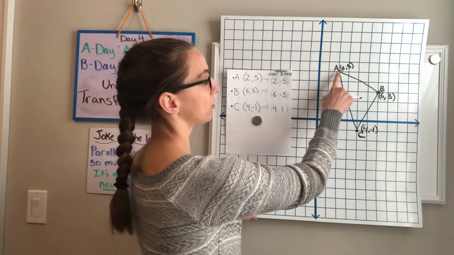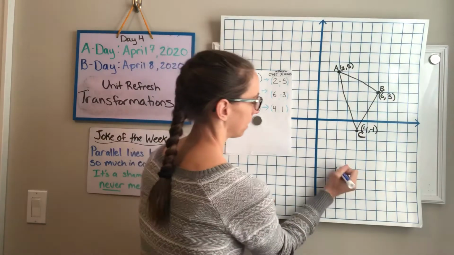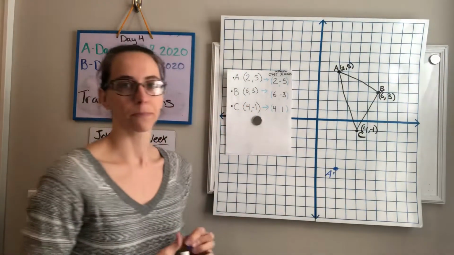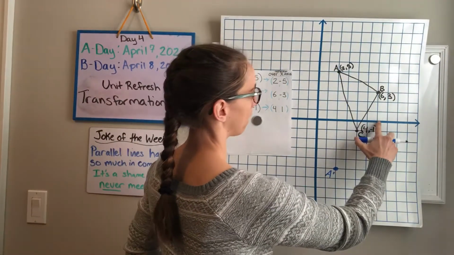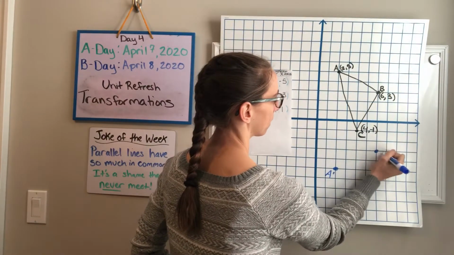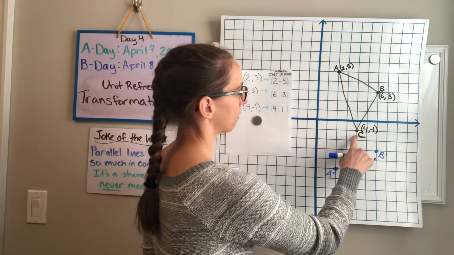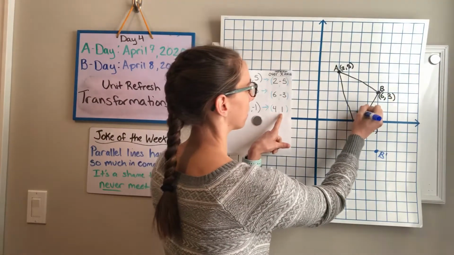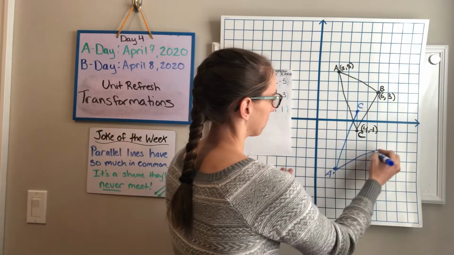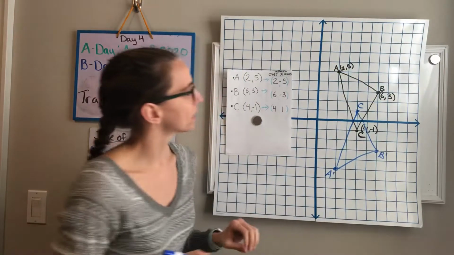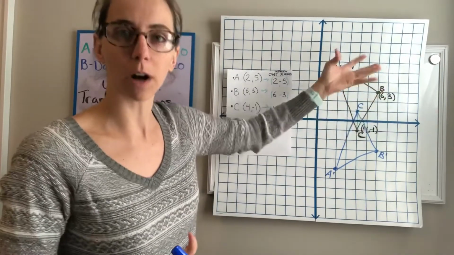So if my original point A were at 2, 5, my new point is at 2, -5. Here is A prime. And if I plot my new point B, it was at 6, 3, but now it's at 6, -3. Here's B prime. And then lastly, C was at 4, -1. Now it's at 4, +1. And again, I can connect my points. And you're going to notice that our shape hasn't changed at all. That triangle is still the exact same size, it's just been reflected over our x-axis.